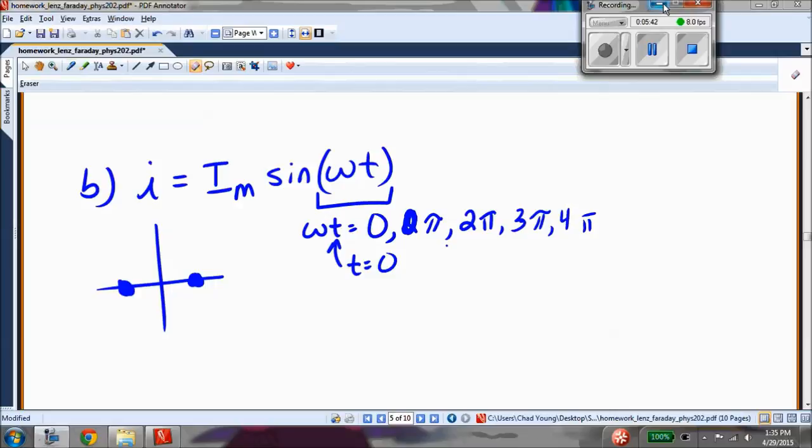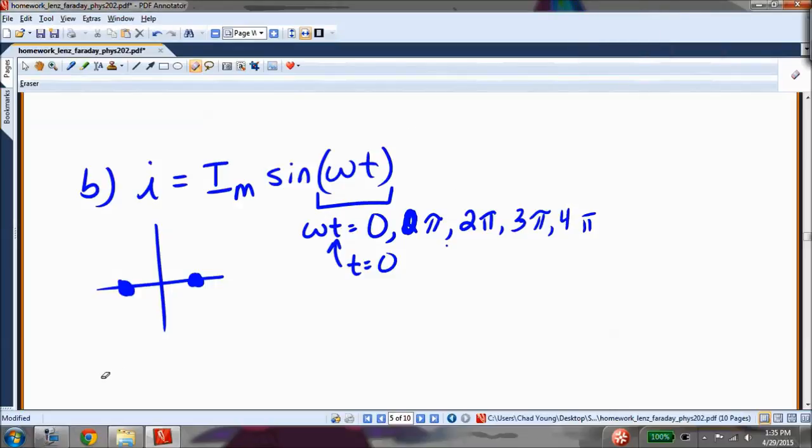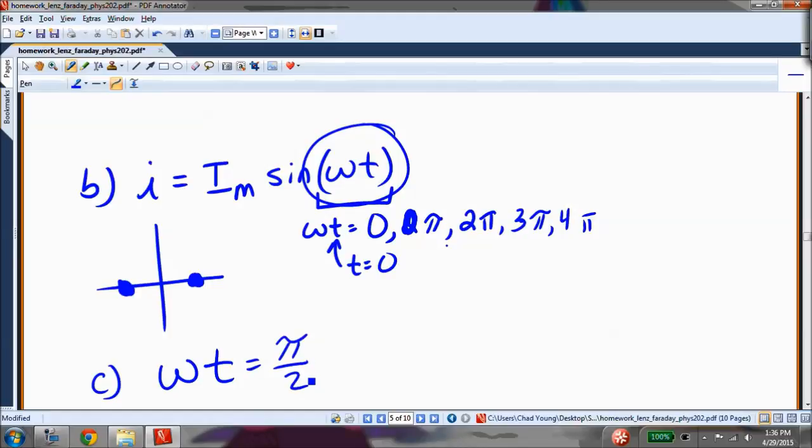All right, so for part C, if I want to know when the current is at its maximum value, the current is at its maximum value when I look at this, when omega t equals pi over 2. Because the sine of pi over 2 is equal to positive 1, and so that is when I have my maximum current. So to answer this question, I first need to know what omega is.